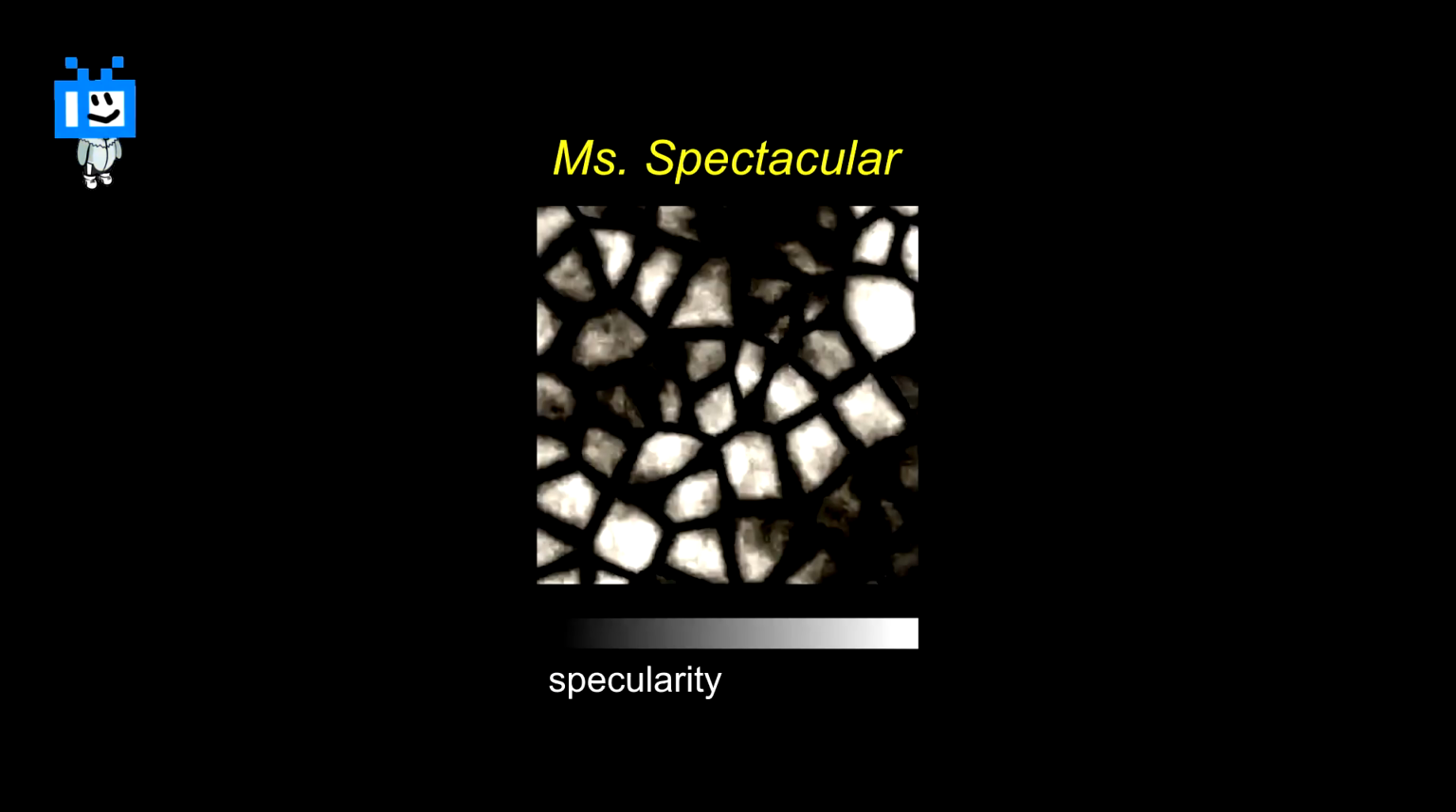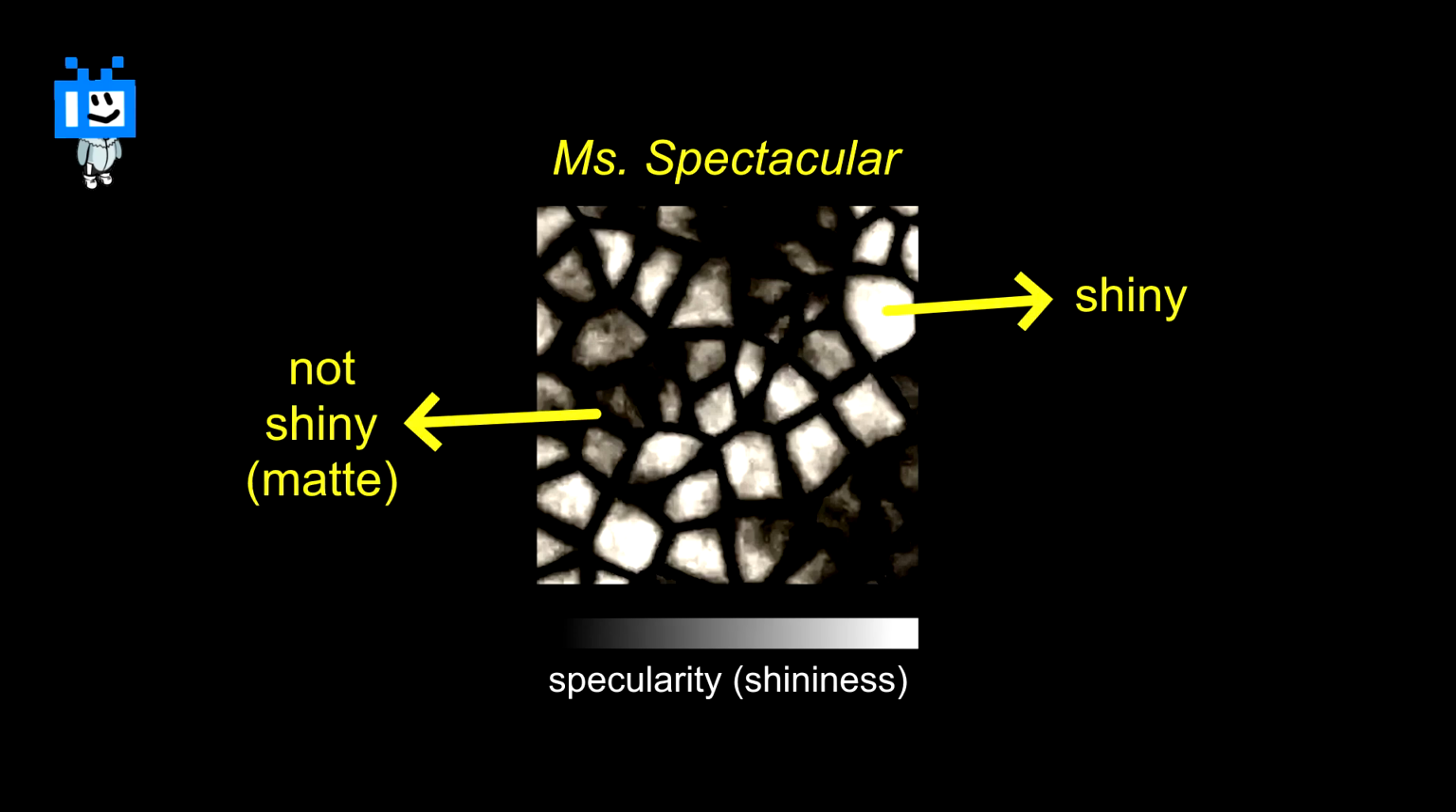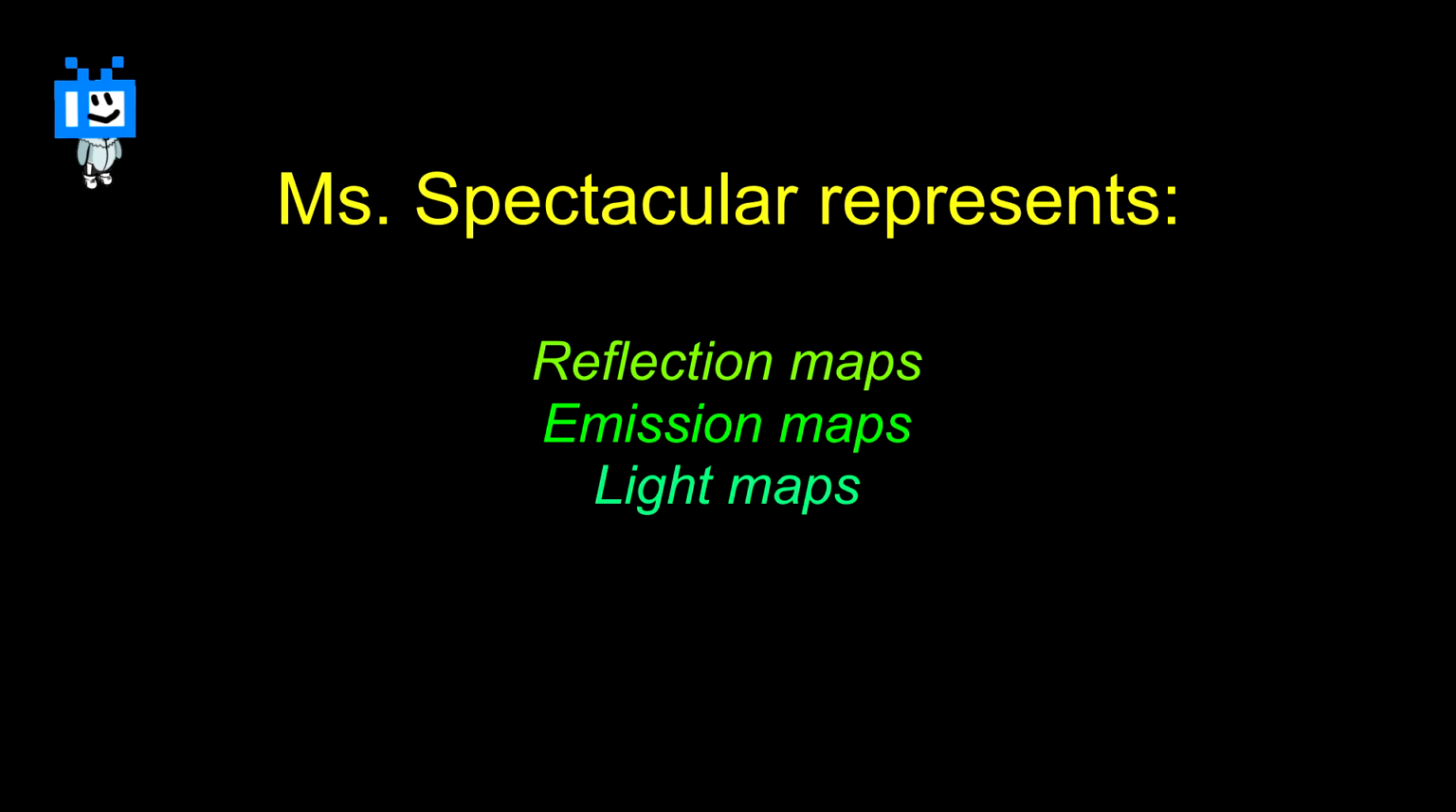Miss Spectacular shows specularity, which is basically shininess. She tells us which parts should be shiny and which parts should be matte, using black and white. But Miss Spectacular here represents more than that. See, maps like this could be used for many purposes like reflections, glowing, or lighting. Well, at least that's what they're usually used for, but you could definitely use this sort of mapping for many things that aren't the standard.